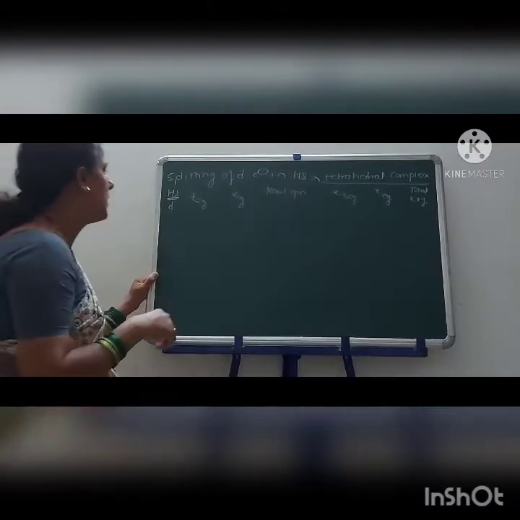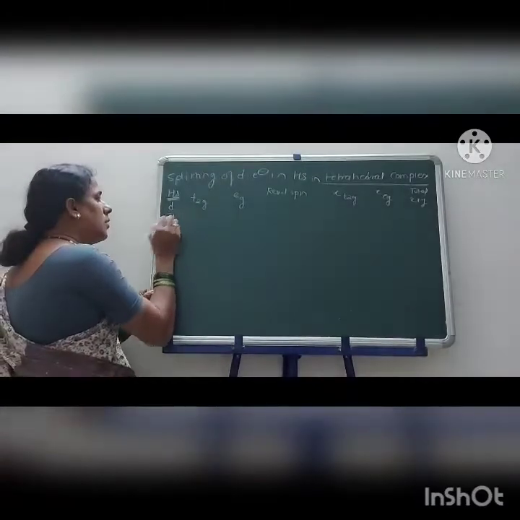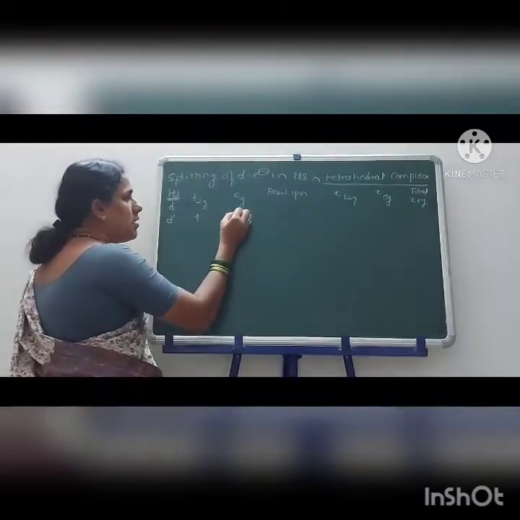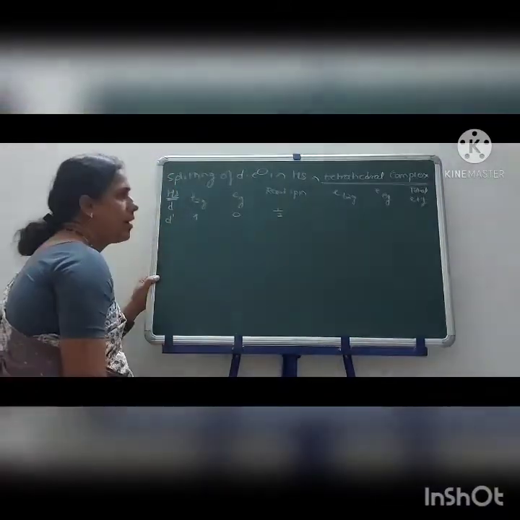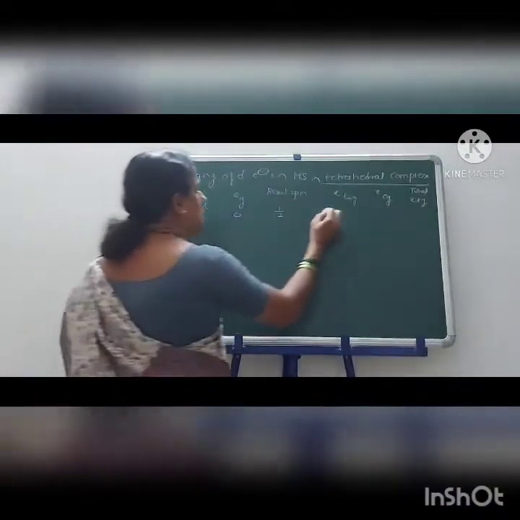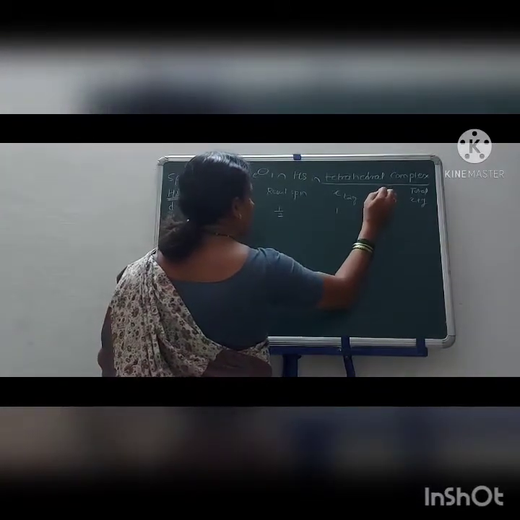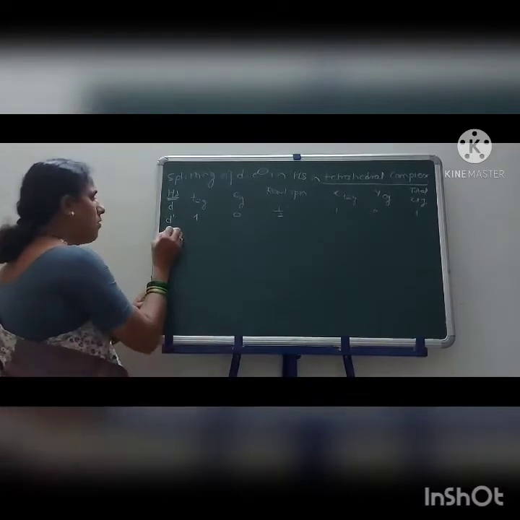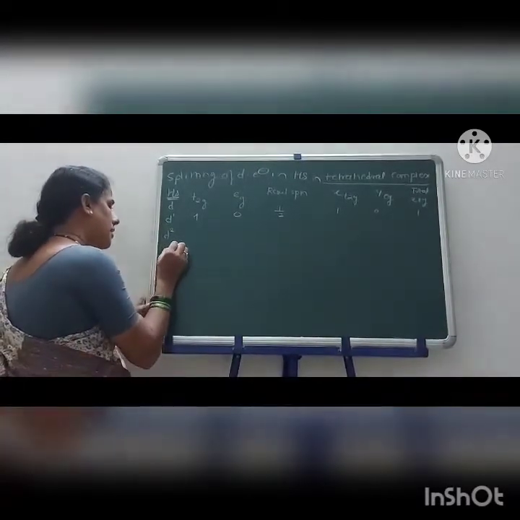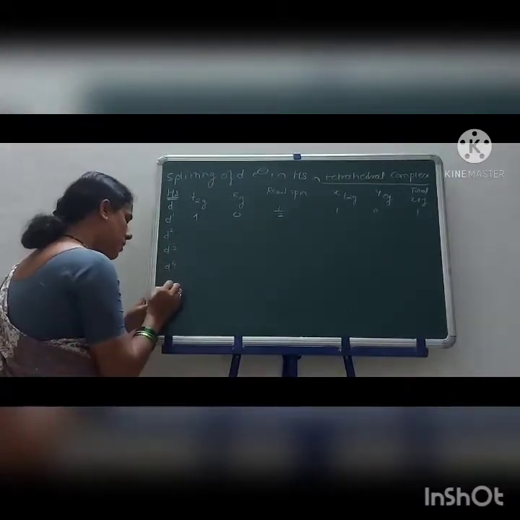Now for D1, what is the one electron here? Here EG is 0. Total electron spin is about what? X of T2G electron is equal to 1. Here also Y is equal to 0, therefore total is equal to 1. For D2, D3, D4, D5.